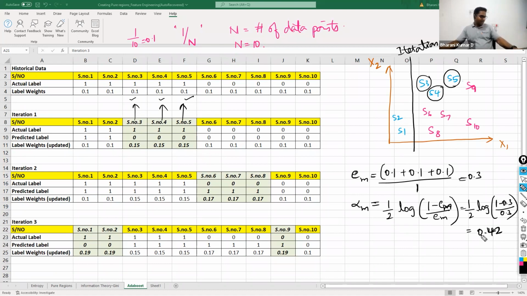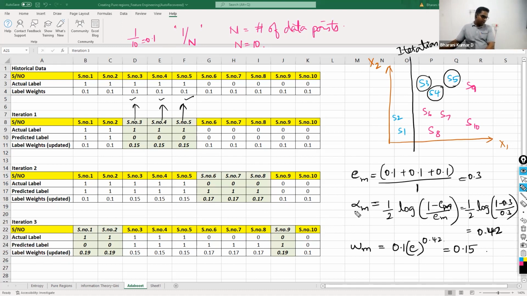Next, if you want to calculate the weight provided to these misclassified entries, it is equal to the previous weight. What was the previous weight given? 0.1 into e raised to the power alpha m, which is 0.42. When you solve this, you get 0.15. And that is how this 0.15 is appearing. These are the formulae which are used to help you arrive at this.